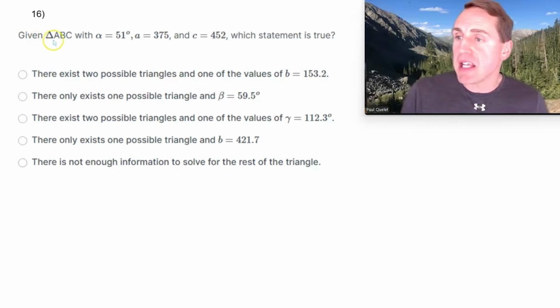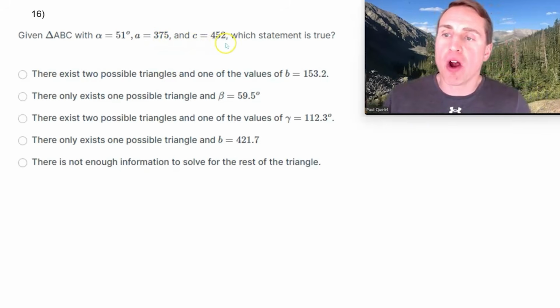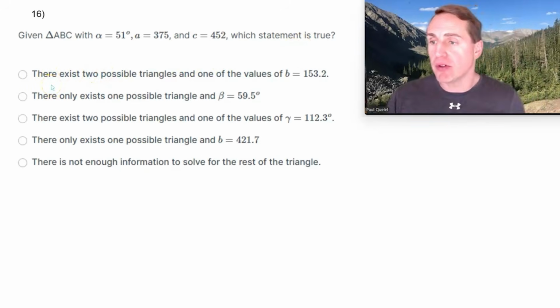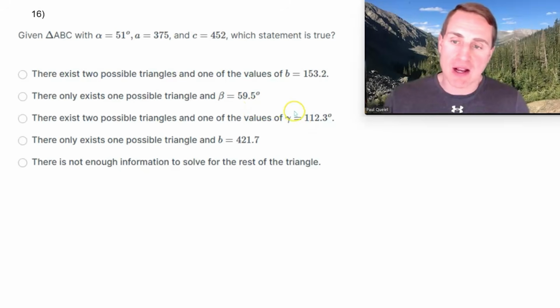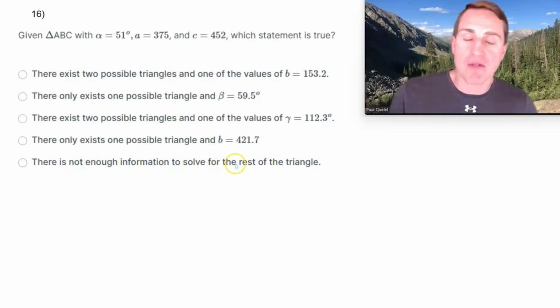Okay, so for number 16, given triangle ABC with alpha equal to 51 degrees, a equal to 375, and c equal to 452, which statement is true? So 2 possible triangles, 1 possible triangle, and these have different values for certain angles for the 2 versus the 1 triangle and different B values, or not enough information.